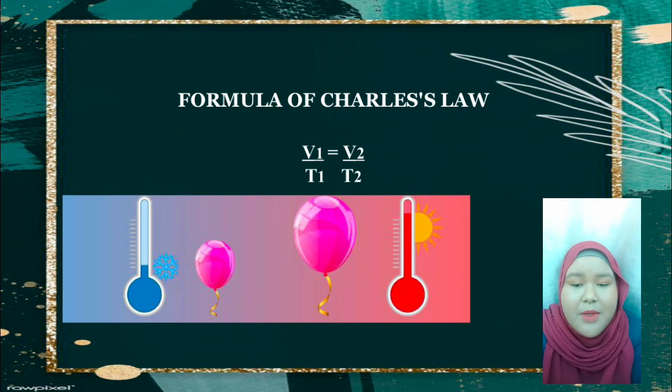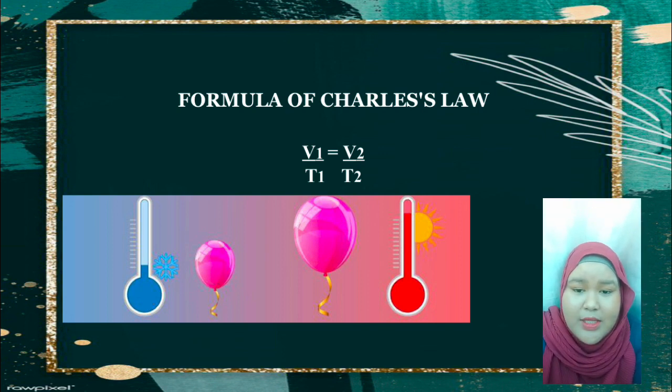Next, we will see the formula in Charles's law. The formula is V1 over T1 equal to V2 over T2, where V is the volume of the gas and T is the temperature. You can see below when it is colder, the volume in the balloon is small, but when it is hotter, the volume in the balloon is larger.